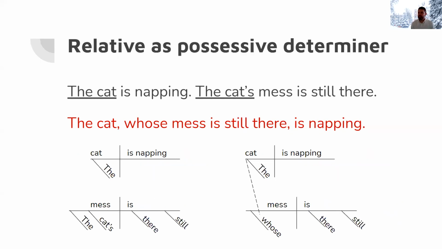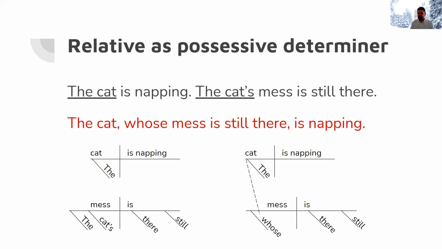Now here's what happens when we replace the second instance of the repeated phrase with a possessive determiner. So our original sentence, the cat is napping. Our second sentence is the cat's mess is still there. Now the cat is the repeated part, but the cat is part of a possessive phrase.